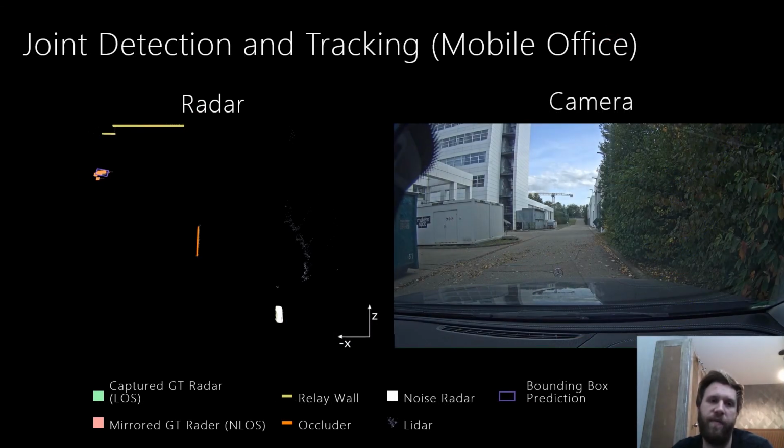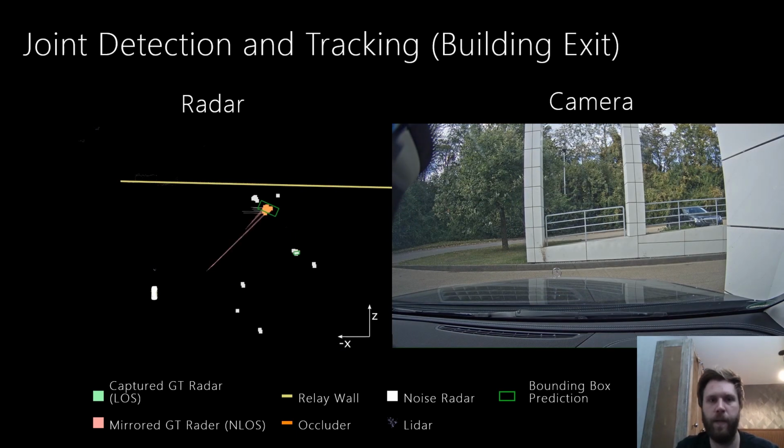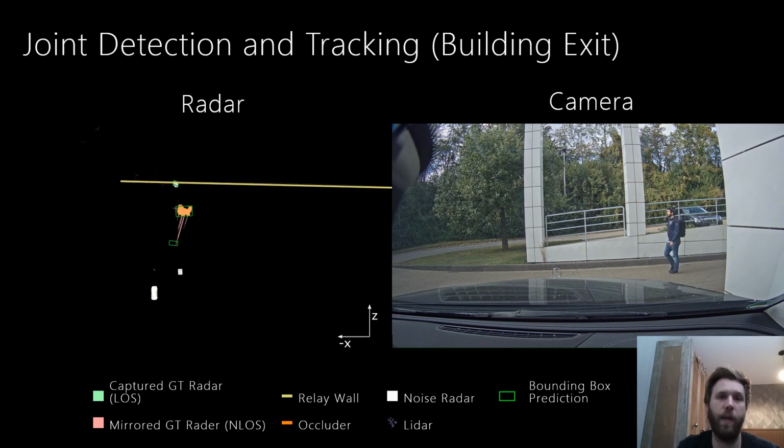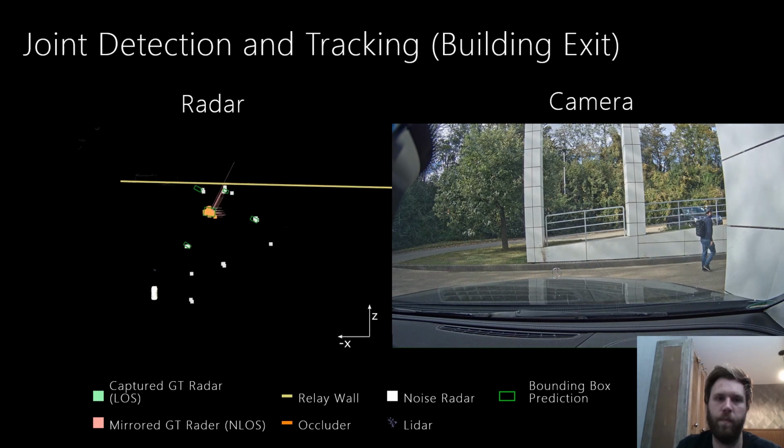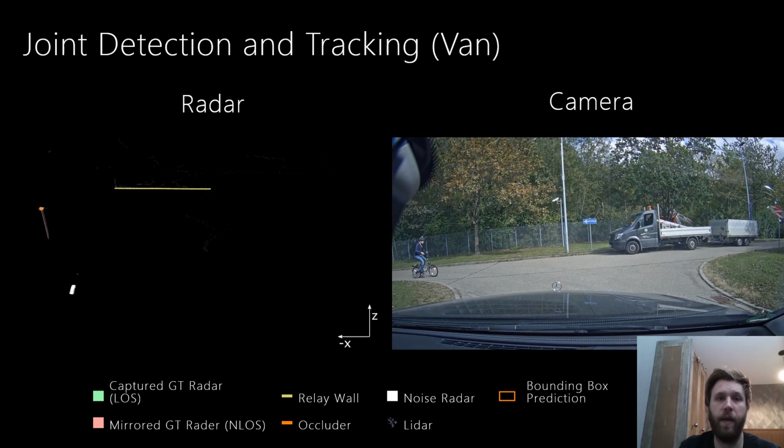So here you see some qualitative results, visualized as a bird's eye view on the left side, where we use the white wall in front of us to detect the cyclist even as he moves out of the line of sight. So here's another scene geometry. In this case we use a building wall as relay wall. You see that this pedestrian is tracked adequately. And here we use a sequence of parked cars as relay walls.